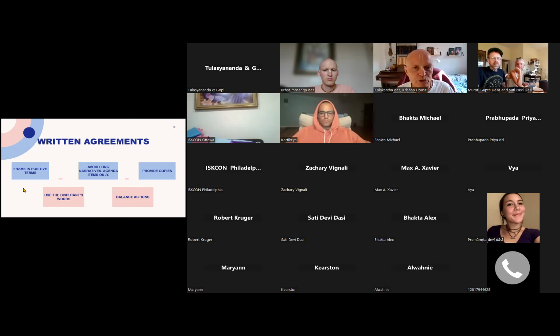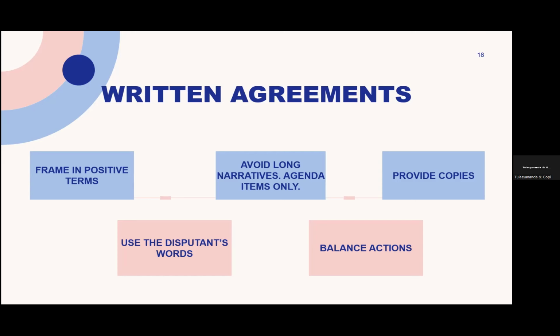Use the disputant's words. Use their own words at this stage. When we're doing reflective listening, we try to use our own words, but when we're writing the agreement, we want to use their words, not ours. Otherwise, they may say, oh, I didn't say that. And finally, balance actions. Even if one person's making most of the adjustments, make sure to include something that the other person is doing as well.